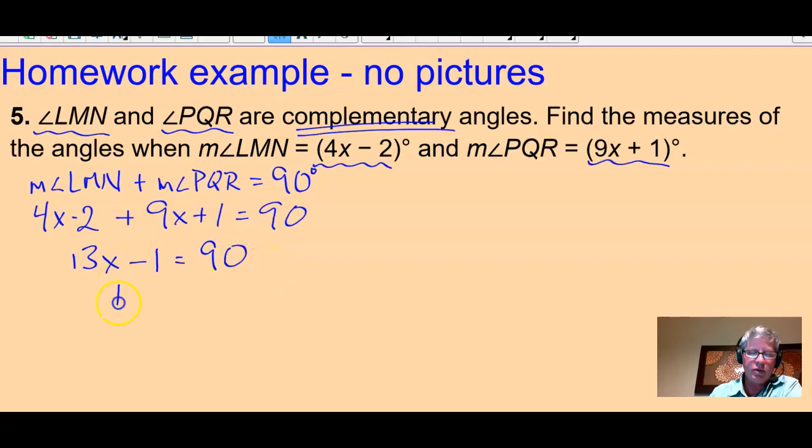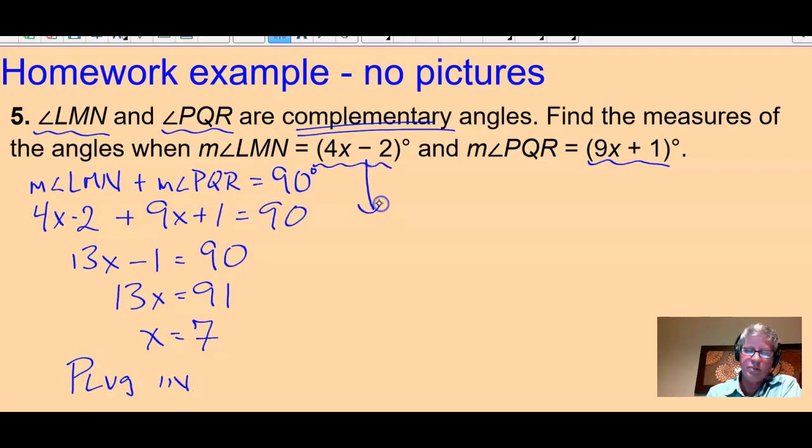We're going to add 1 to both sides, and we're going to divide by 13. And that is 7. Awesome. Are we done? Heck no. Now we've got to plug it in. So if we plug it into 4x minus 2, we get 4 times 7 minus 2, which is equal to 28 minus 2, which is 26 degrees. That is equal to the measure of angle LMN.